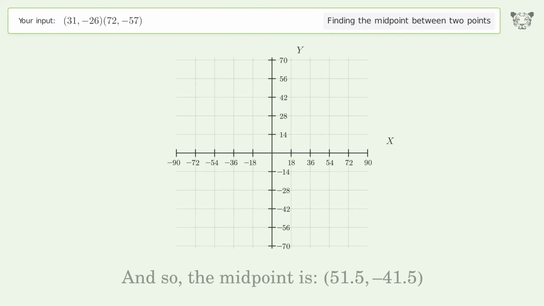And so, the midpoint is 51.5, negative 41.5.